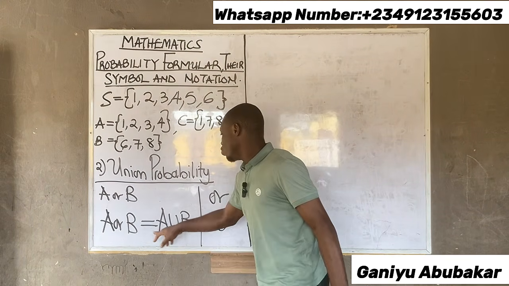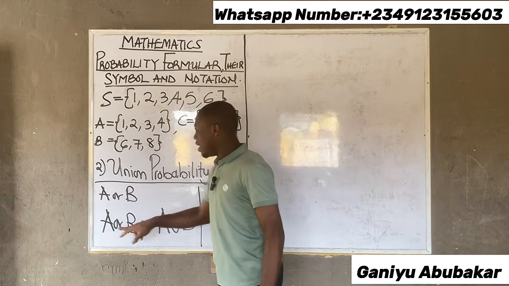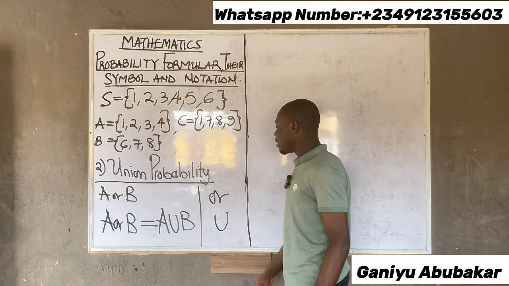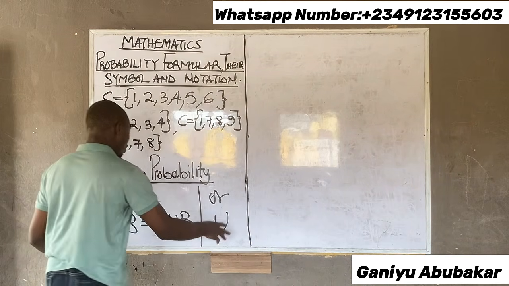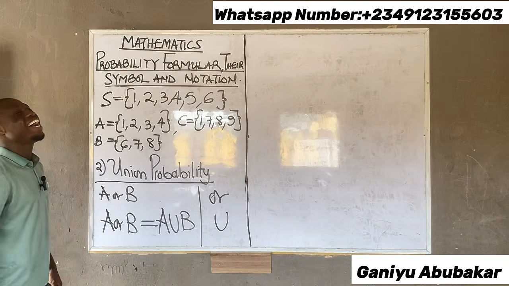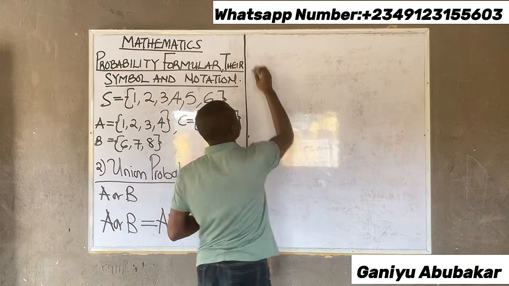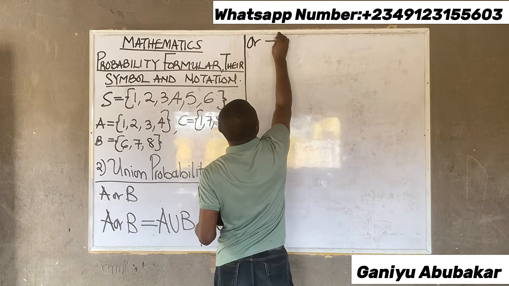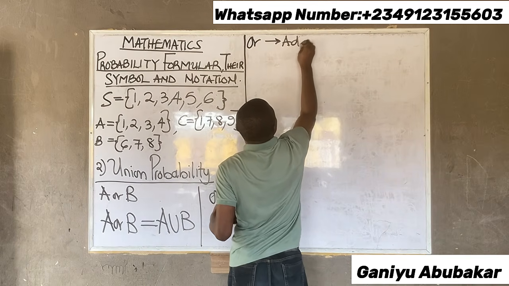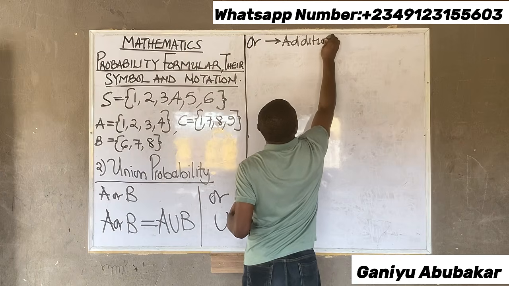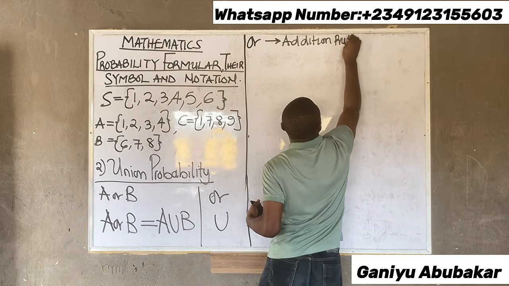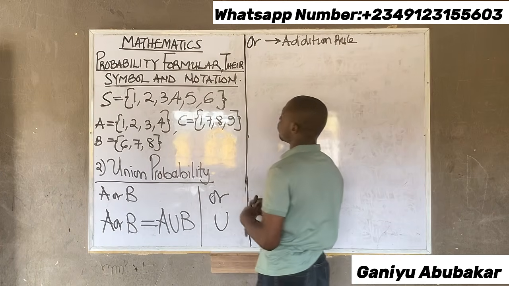So A union B, same thing as what? A or B. And by the way, this has to do with what? The addition rule. Whenever you see "or", it has to do with the addition rule, the probability. We'll still look at it in full detail when we move on.